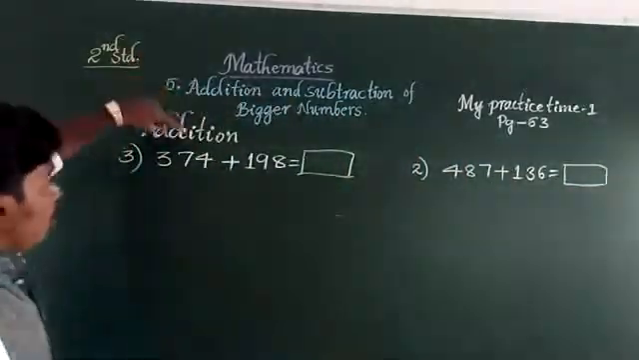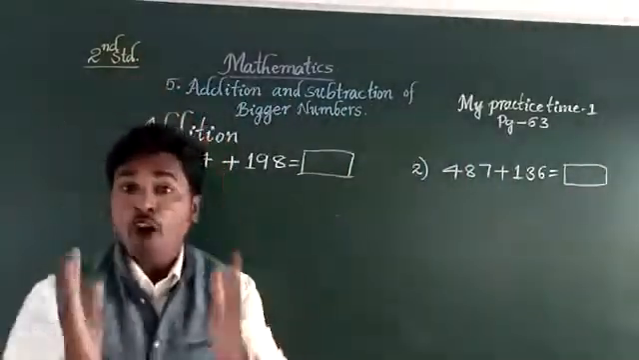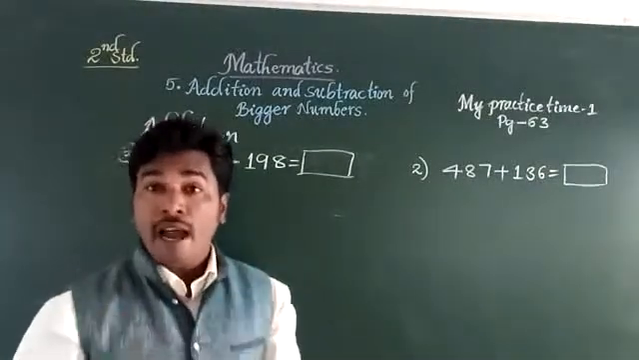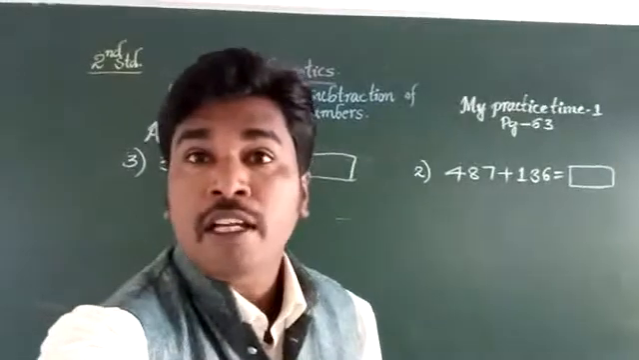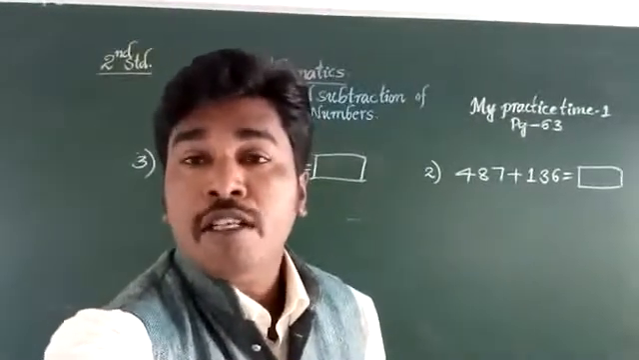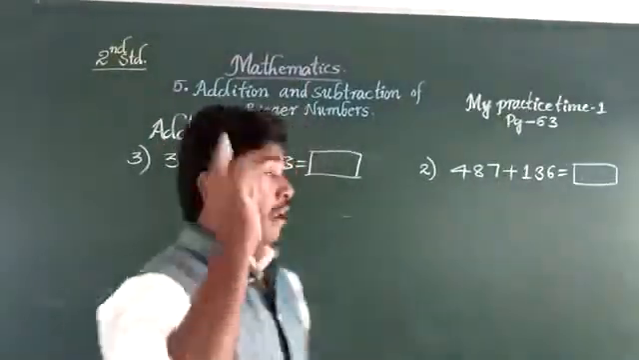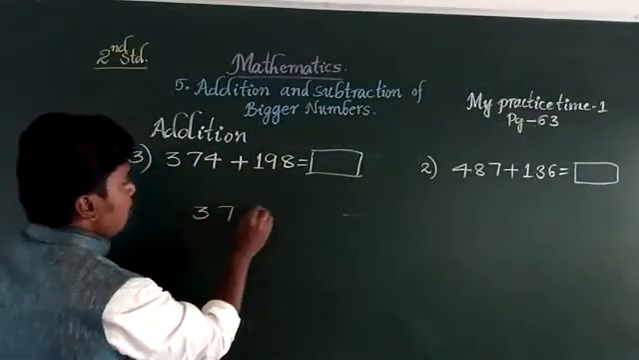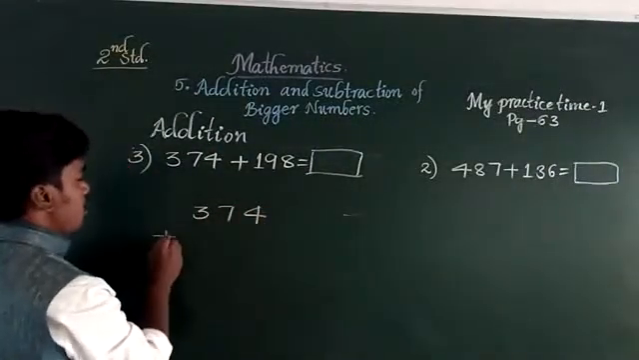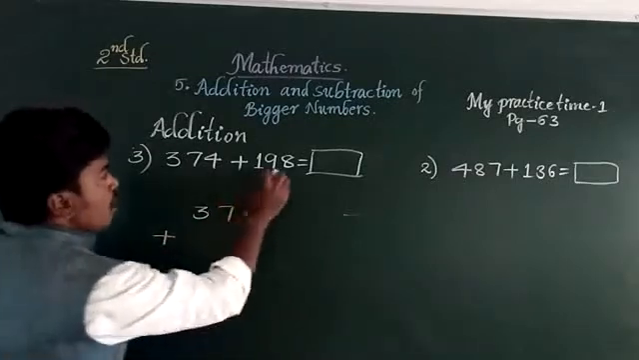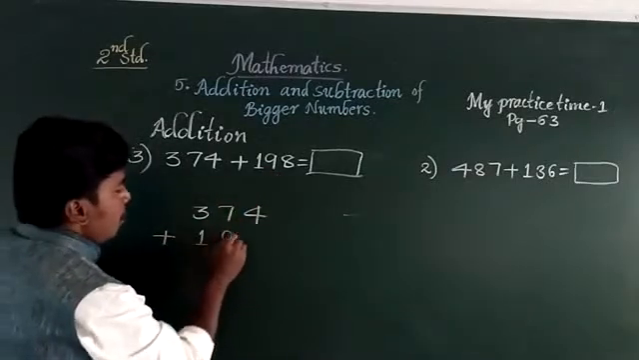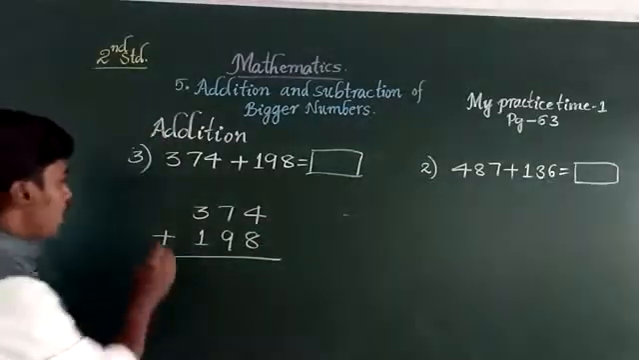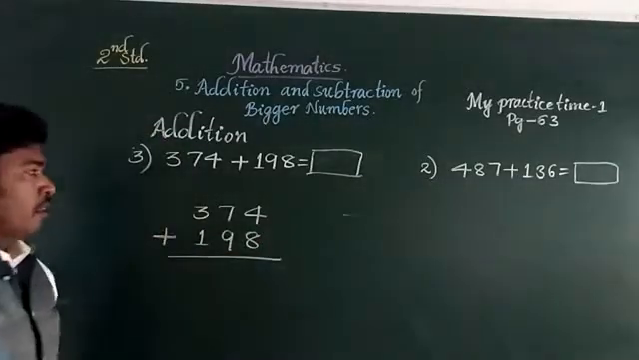Observe, dear children. Write the numbers in column. You should always write the numbers in column while adding the numbers. It is understood in addition and subtraction you must arrange the numbers in columns. 374 is the first number, addend 1. Second number is 198. It is called addend 2. Now we are going to add these two numbers.